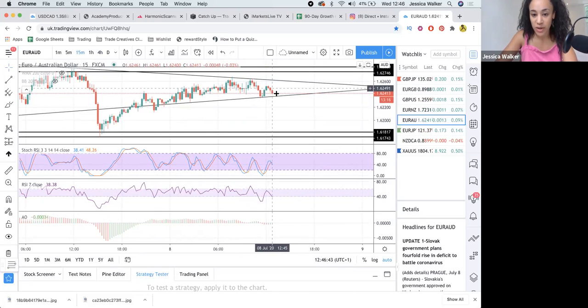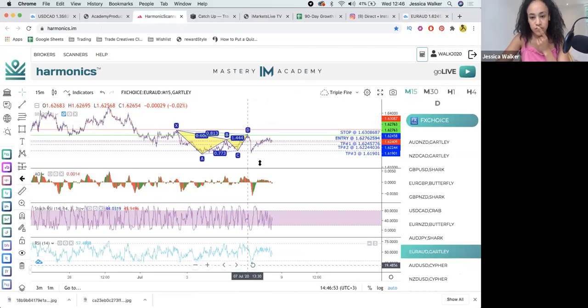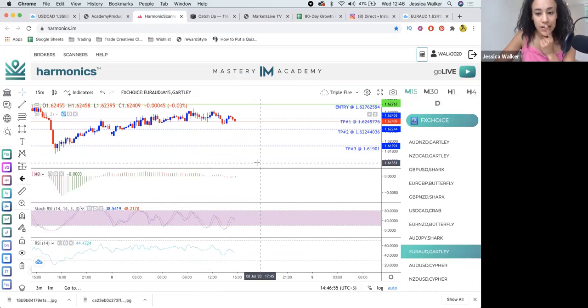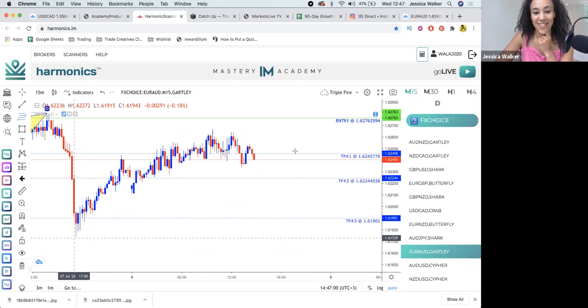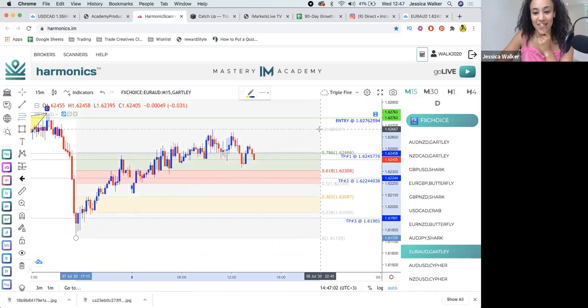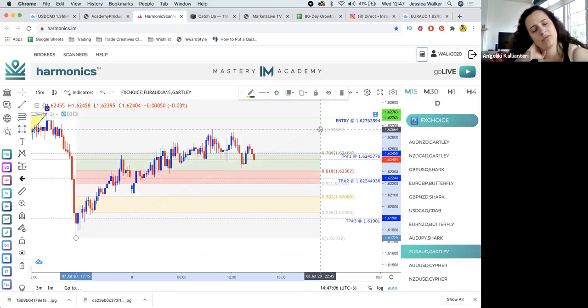It feels like it's still respecting this area. We could see some strong buying and some strong selling strength soon. In terms of the harmonic trade, how to enter this one is kind of hard to say. Let's throw a fib on it. Okay. Do you think it's going to go back down?